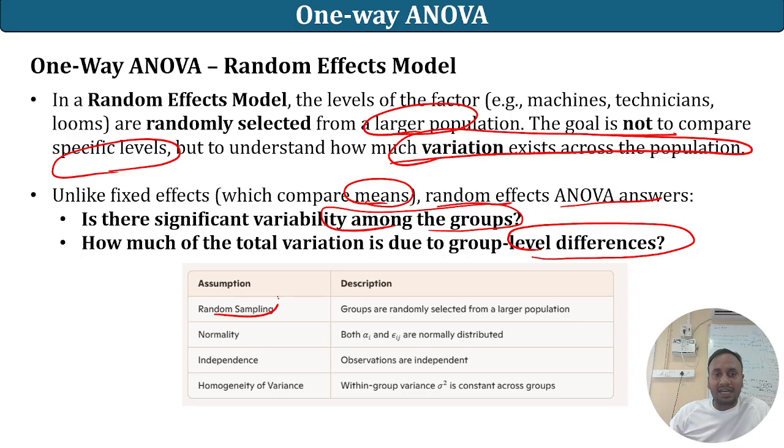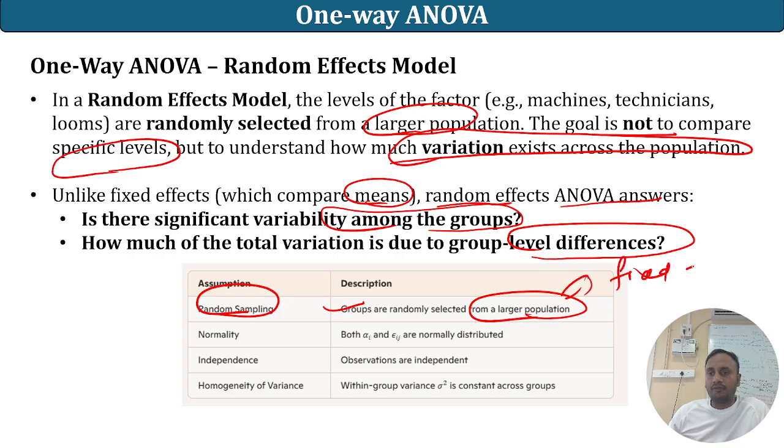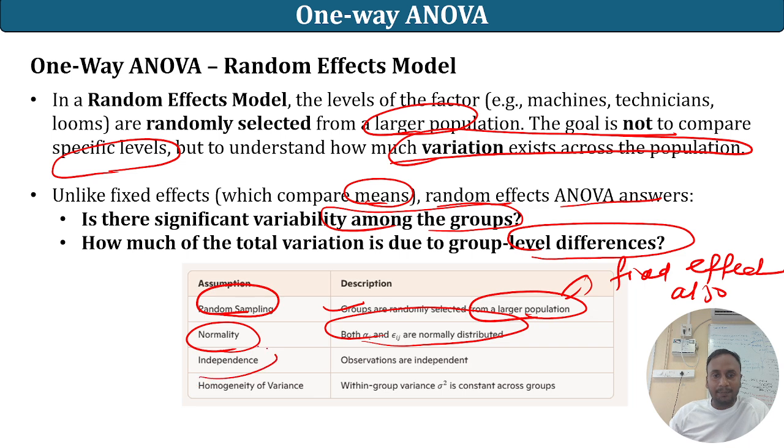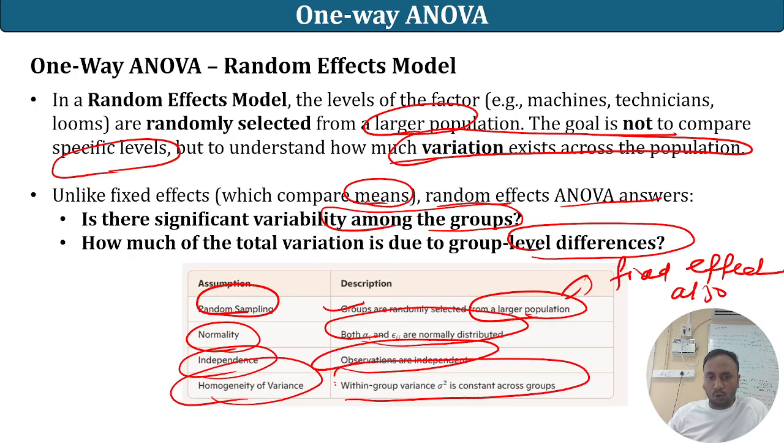So assumptions: random sampling, groups are randomly selected from the larger population. That's common for fixed effect also. Then we have normality that should be there. Independence, observations should be independent also. Homogeneity of variance, within group variance constant across the groups.